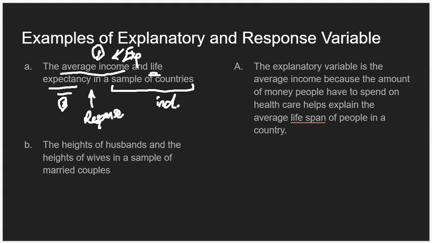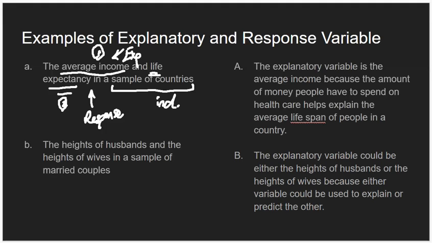All right, if you tried that out, here is the answer for you. Part B, the explanatory variable could be either husbands' or wives' heights, because either variable could be used to explain or predict the other. So if you picked one or the other, sorry, it was kind of a trick question. Just like with categorical, there are some cases where you won't be able to identify which one is clearly explanatory or response.